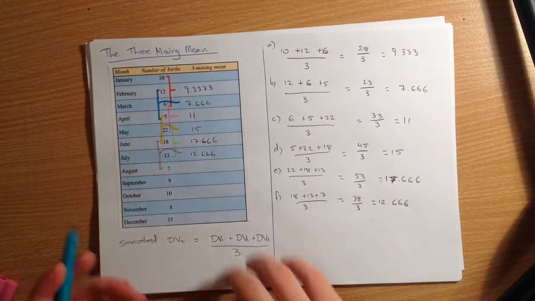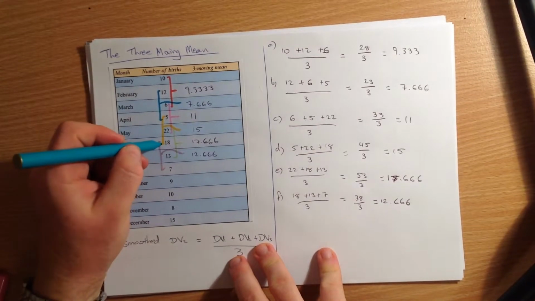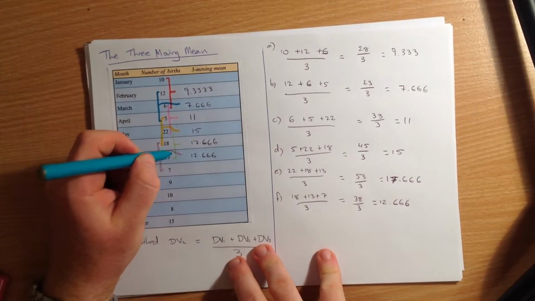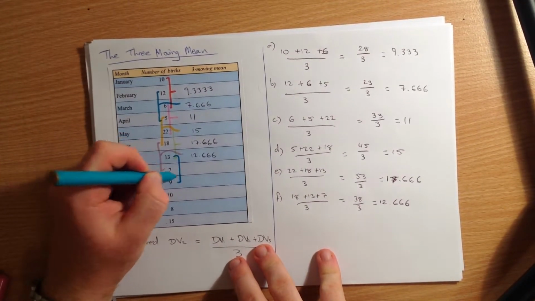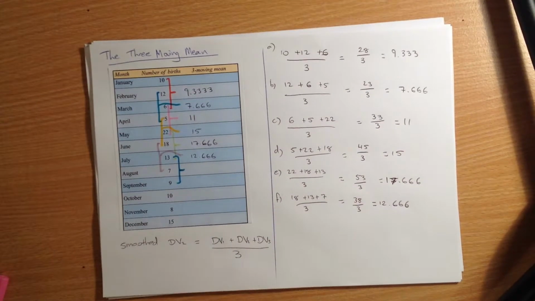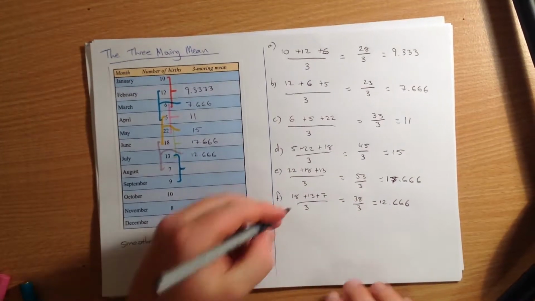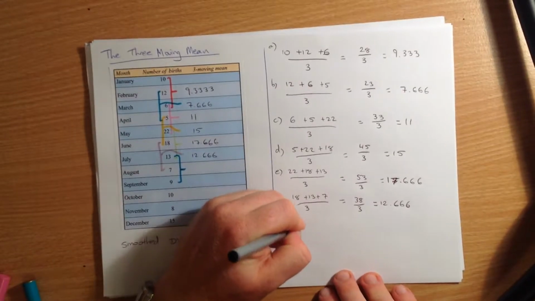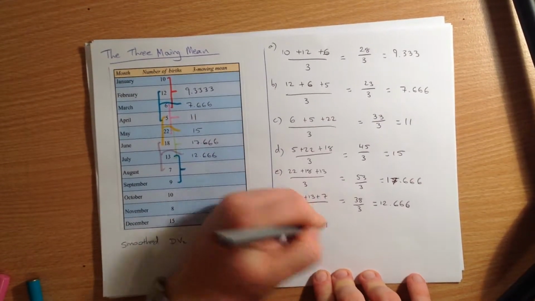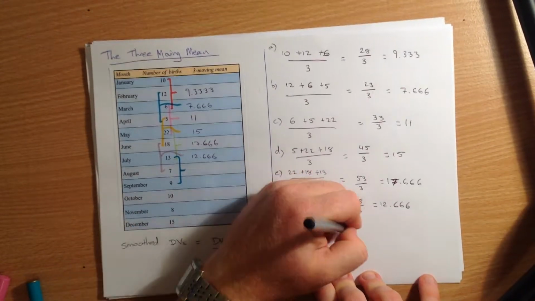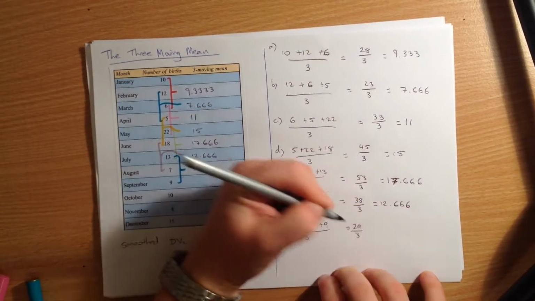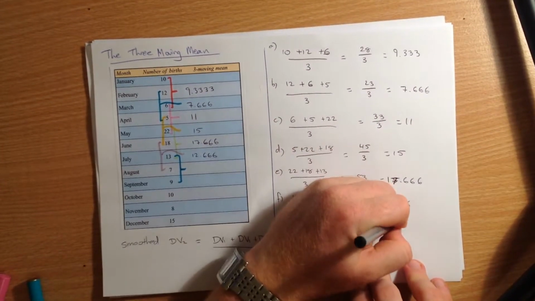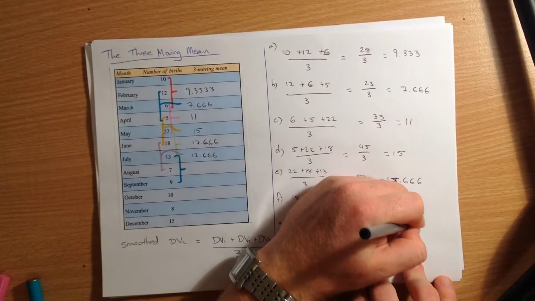Let's do, what have we done? 18, 13, 7. So now we have to do 13, 7, 9, which makes 13 plus 7 plus 9 over 3, which makes 29 over 3, which makes 9.666.